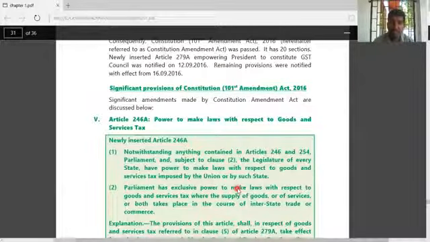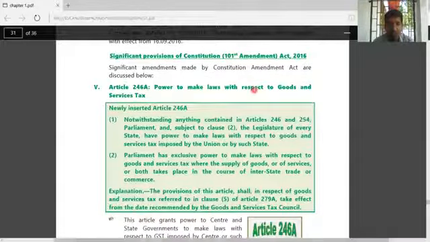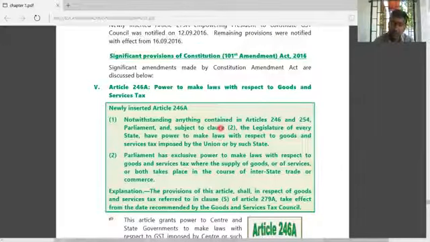Now Article 246A. So there was Article 246. Now an amendment has come and Article 246A has been introduced. What is Article 246A? Power to make law with respect to GST.